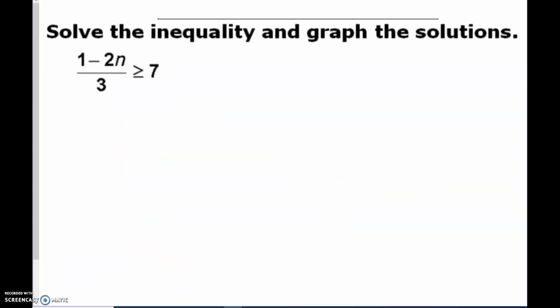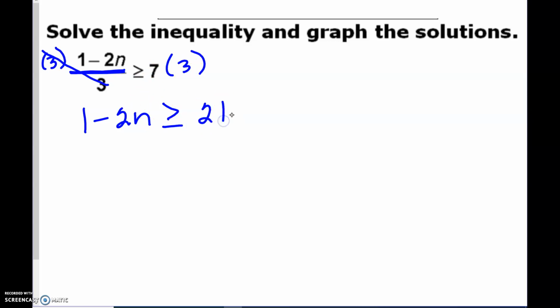All right, let's try this next one here. So this one is basically the same thing, but it's just looking a little bit different here. It's a division. So do you see how this says divide? So the opposite of dividing by 3, the opposite operation would be to multiply by 3. So here, these 3's cancel. So we have 1 minus 2n, and we multiplied by a positive, so I'm not doing any flipping. 7 times 3 is 21.